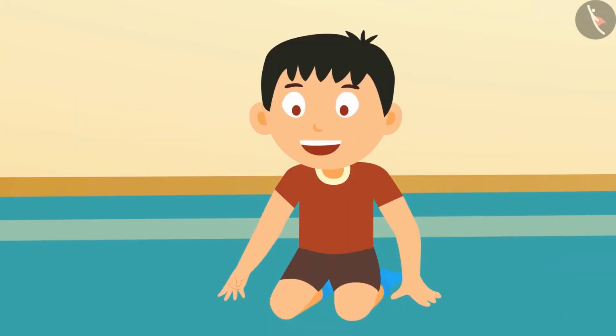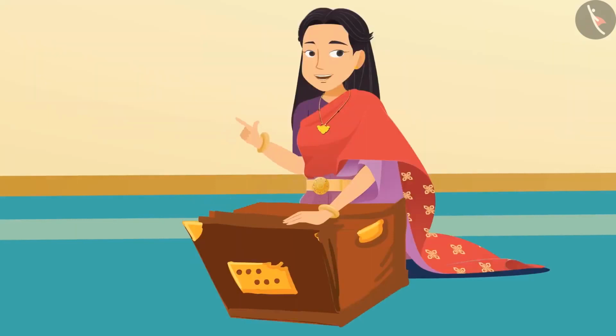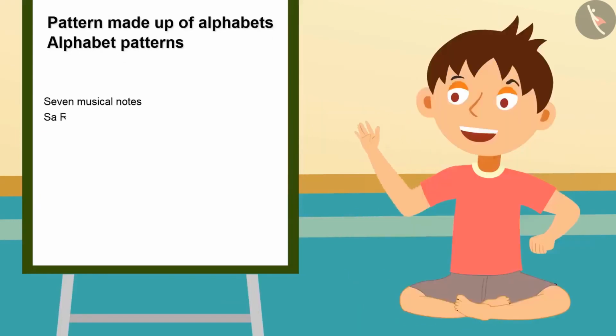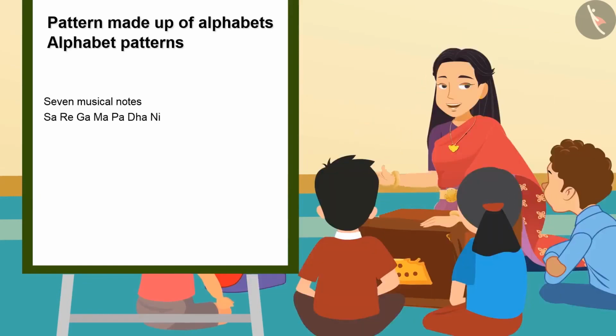Ma'am, are there any more examples of alphabetical patterns? Yes, of course. Let's see. Well, you all know about the seven musical notes, right? Yes. Sa re ga ma pa dha ni. These musical notes are also made up of alphabets. Come, let's make some patterns using musical notes today. Before making patterns, one should remember that there is no fixed rule for making patterns. You can make your own rule to make patterns.